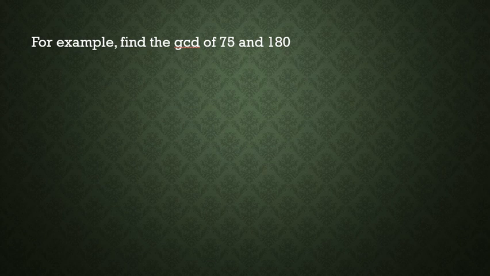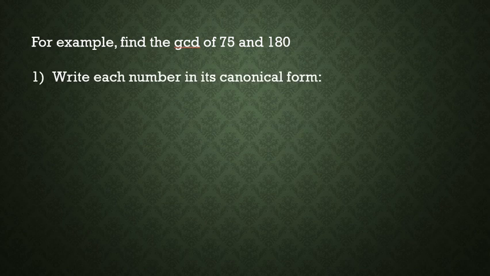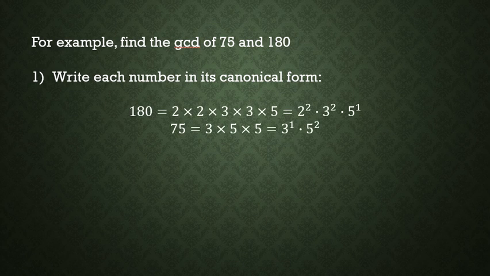So let's find the GCD of 75 and 180. First thing we have to do is write each of these numbers individually in its canonical form. To do that, we need each of these numbers in their prime factorization. Well, we found the prime factorizations of each of these two numbers, so we'll just copy those over from previous slides, and then we'll write each of those in its canonical form. 180 was 2 times 2 times 3 times 3 times 5. That's the same thing as 2 squared times 3 squared times 5, or 5 raised to the power 1.